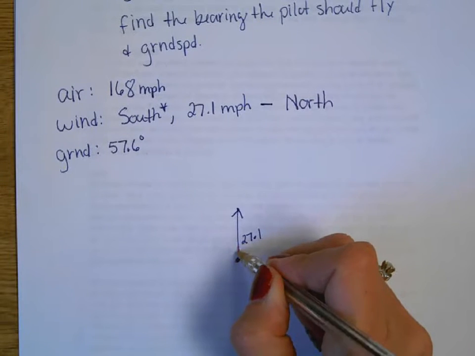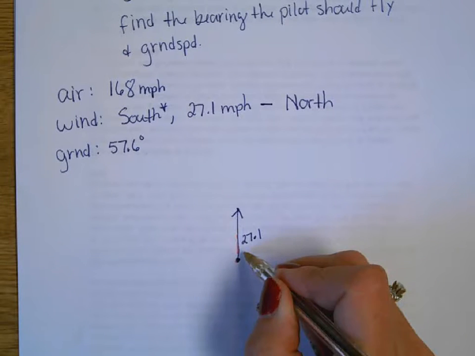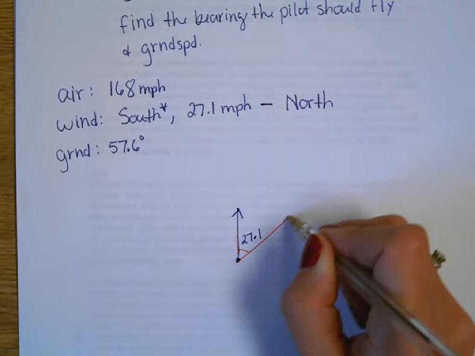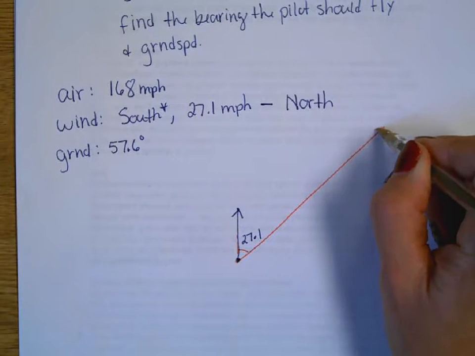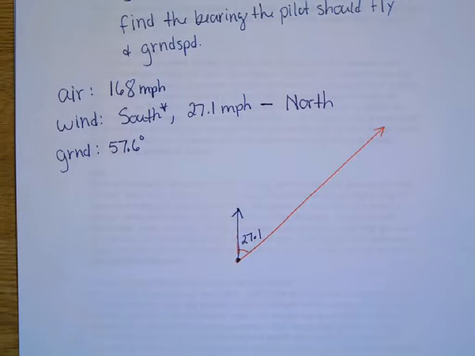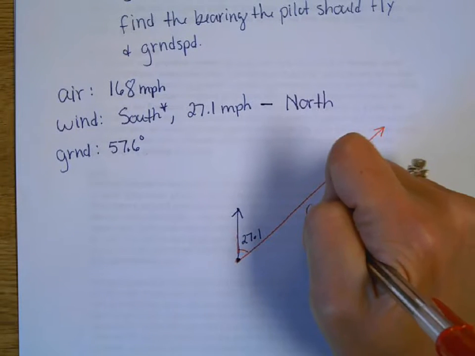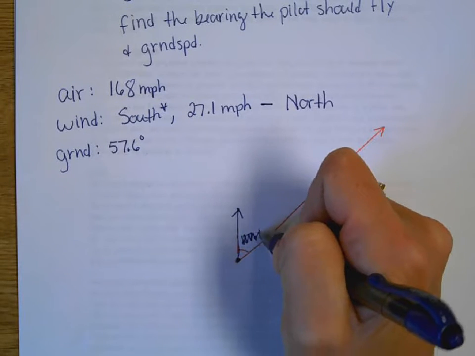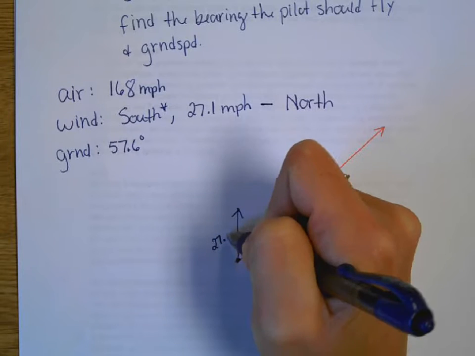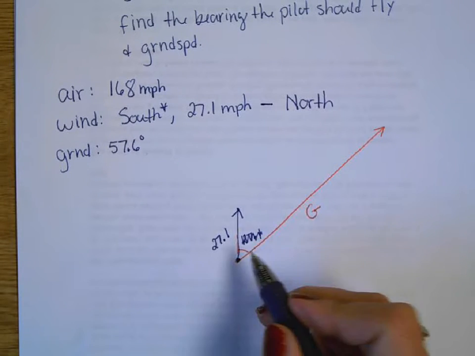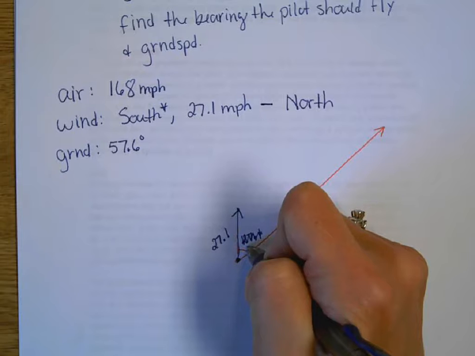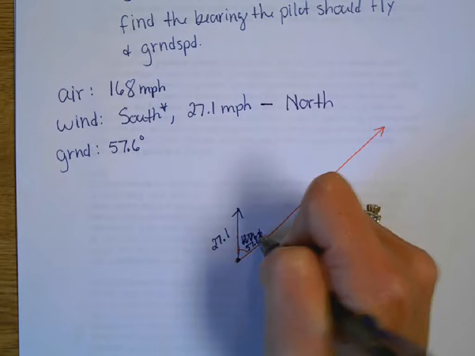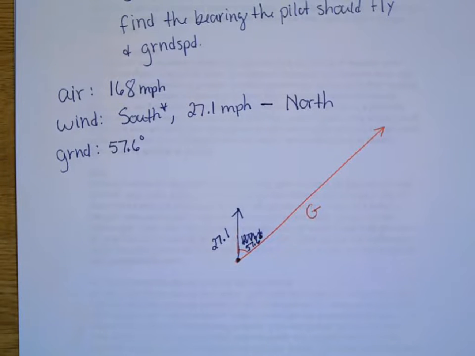So from the north, I'm going to swing over 57.6 degrees. And here's my ground speed vector. I don't know how long it is. I'm just going to make it long because it's usually a big vector. That's my ground speed. I'm going to move my 27.1 to the other side. So I don't think it's an angle. I do know that this angle in here is 57.6 degrees. Sorry, that got slopped in there.